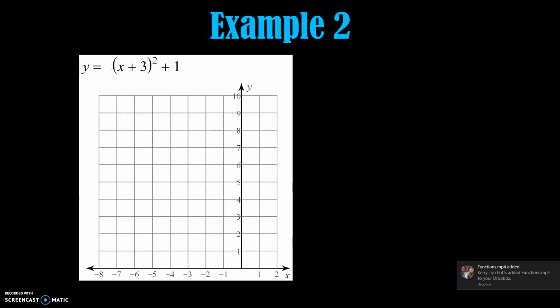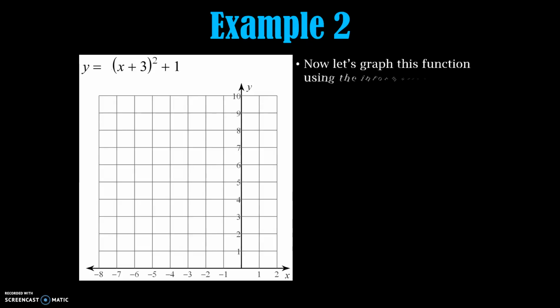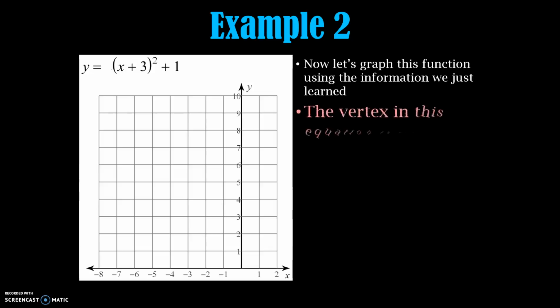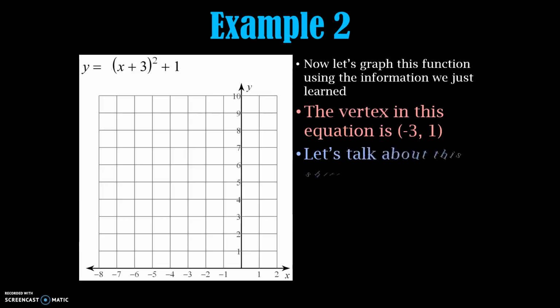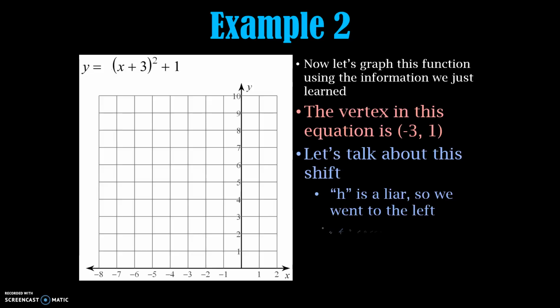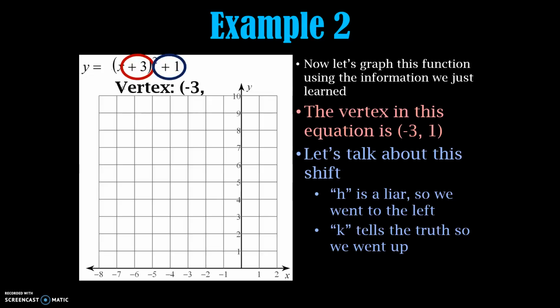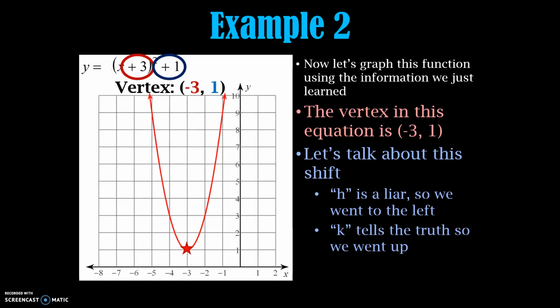Second example here now. So now that I know that h is a liar, k tells the truth, what we're going to do is graph this function using that information. So once again, the vertex in this equation you should be able to identify as negative 3, positive 1. And so I can graph the negative 3, positive 1, knowing that the negative 3 is going to tell us to shift to the left, and the positive 1, k telling the truth, is telling us we're going to go up 1. So that tells us to go left 3, and the plus 1 tells us to go up 1. And so when I graph it, it's going to be over 3, up 1, and here's my parabola.